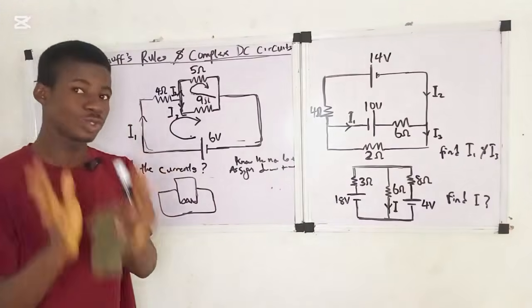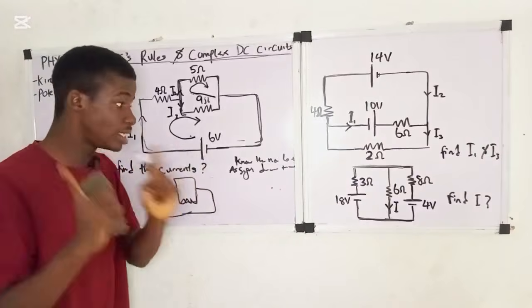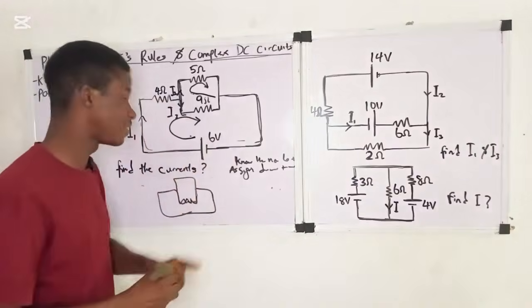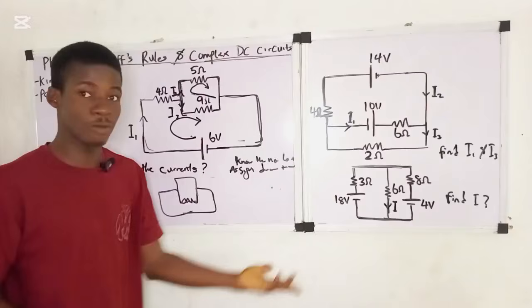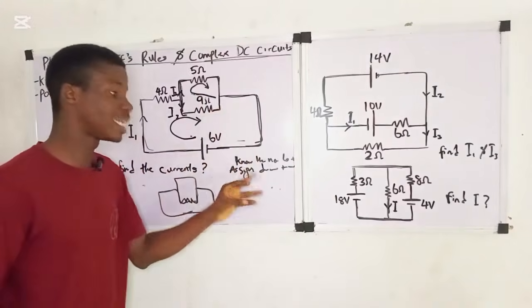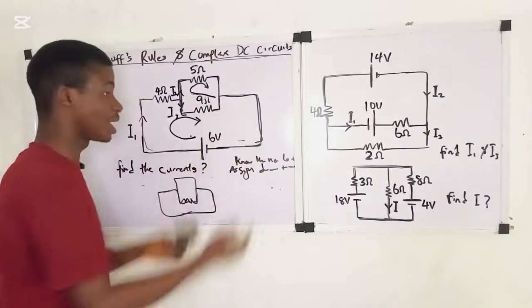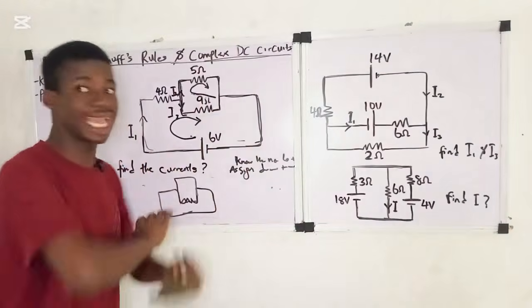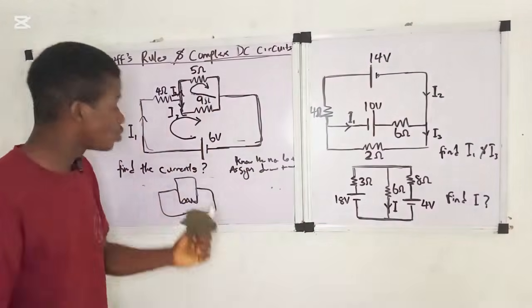Now, the next thing we are going to do is very important. I think this is one of the most important things. So the first one, we know the number of loops, right? There are two loops. Second one is to assign direction for the loop, right?